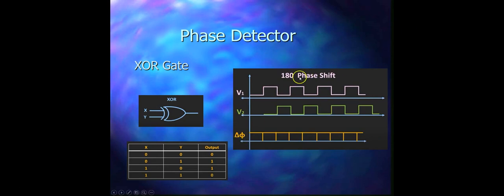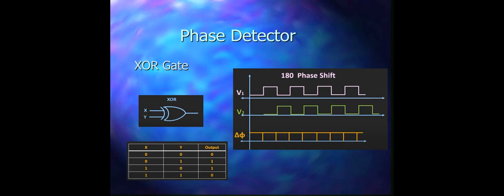Now what will happen at 180-degree phase difference? You see that our V1 waveform is like this, and now we see a 180-degree phase difference when you compare to this. Whenever the phase difference between the two signals is 180 degrees, the output will be maximum, and ideally it should be high all the time. But actually there will be some spikes at the transitions. So if we take the average of this output waveform, then it will be the maximum value.